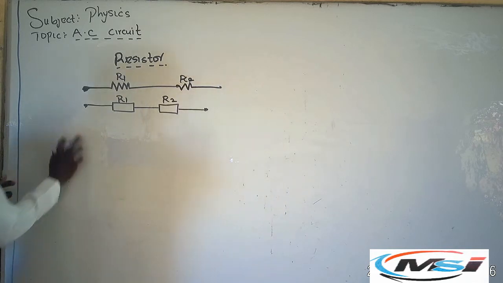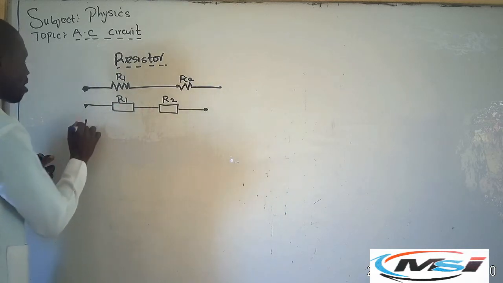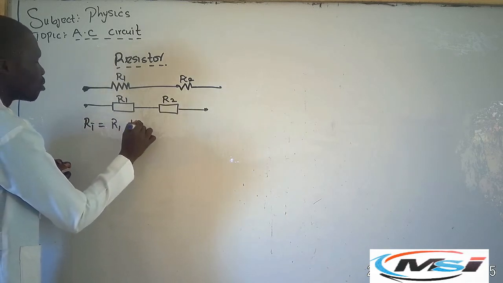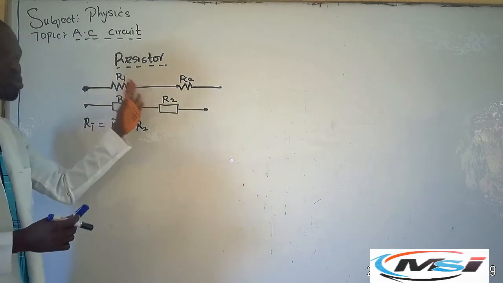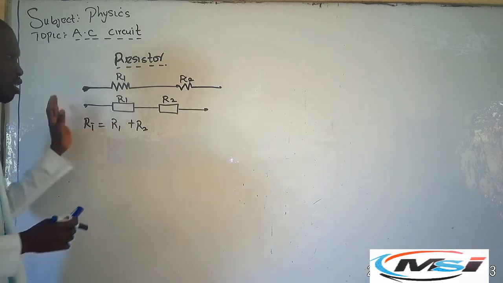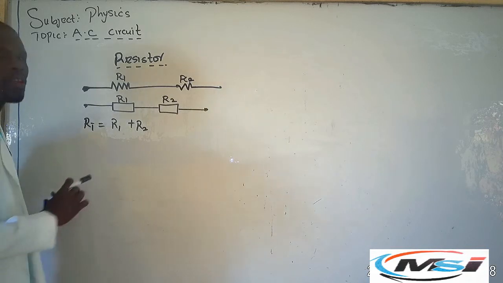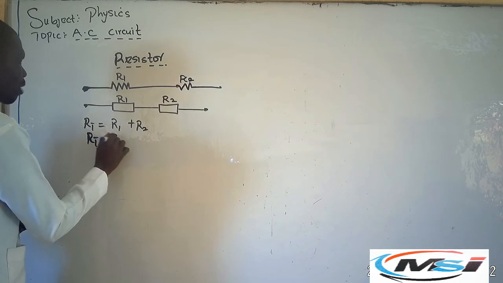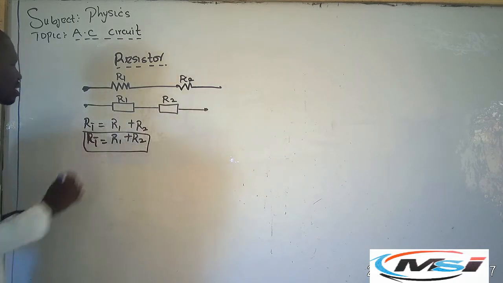Now, how can we find the total resistor in series? RT will give you R1 plus R2. Remember, we can have more than two resistors in a circuit, but this is just an explanation on how to find your total resistance in series. So RT will give you R1 plus R2. Take note of this.